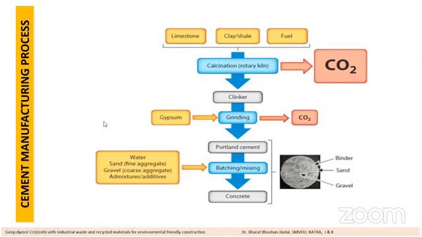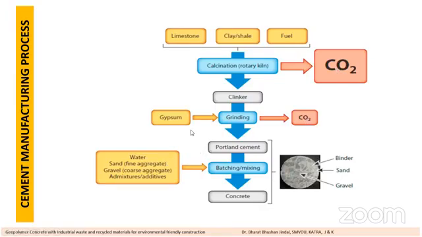Now, the cement manufacturing process. Everybody associated with civil engineering knows that the basic raw materials for cement manufacturing are limestone, maybe clay, and fuel. During the calcination process, a lot of carbon dioxide is released, which is an alarming issue. After calcination, we get clinker, and then the clinker is ground, and during the grinding process, carbon dioxide is also released. So a huge quantity of carbon dioxide is released into the environment.